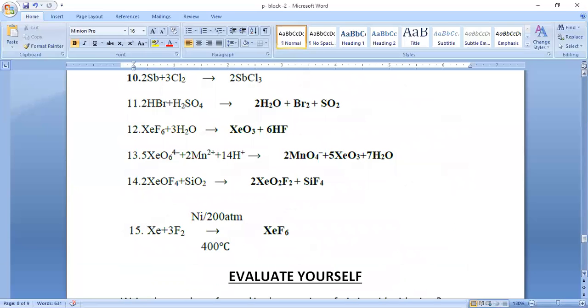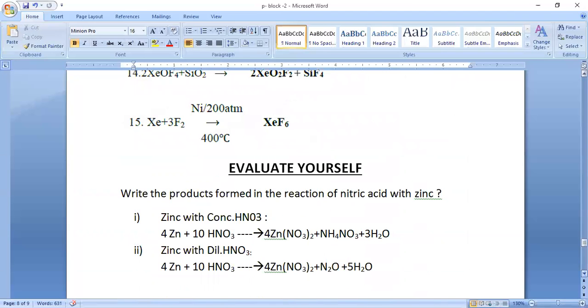Next one is evaluate yourself. Write the product formed in the reaction of nitric acid with zinc. When zinc reacts with concentrated HNO3, it gives Zn(NO3)2, that is zinc nitrate, plus NH4NO3, that is ammonium nitrate, plus water molecule. When zinc reacts with dilute HNO3, it gives Zn(NO3)2, that is zinc nitrate, plus N2O, that is nitrous oxide, and water molecule.